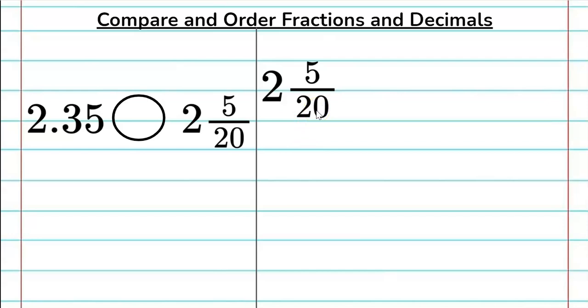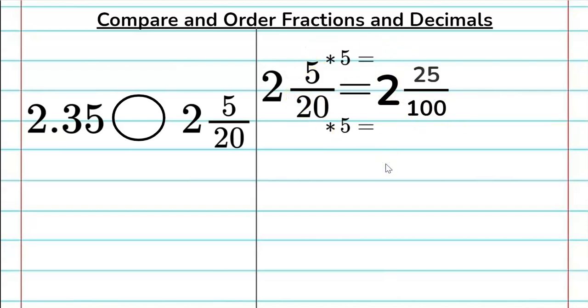Because remember, in order to turn a fraction into a decimal, we need our denominator to be the name of a decimal place, like 10th, 100th, or 1000th. I know that if I count by 20, 5 times, I will get to 100. Whatever I do to the denominator, I have to do to the numerator, so I get 2 25/100. As soon as I hear myself say that, I can hear myself say the decimal, 2 25/100.